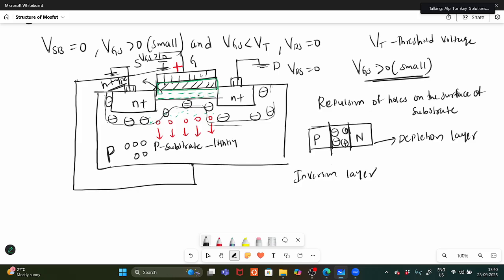Minority carriers are attracted toward this positive charge. That is nothing but the inversion layer. The inversion layer forms as electrons. So how is the inversion layer formed? As you apply positive voltage, the majority carriers will repel, and the minority carriers will get attracted.